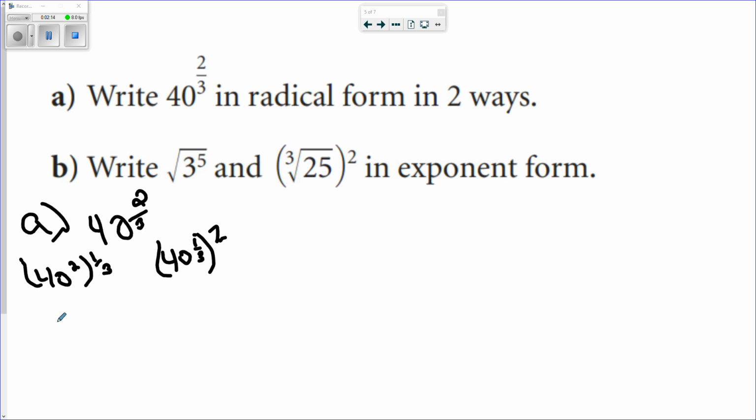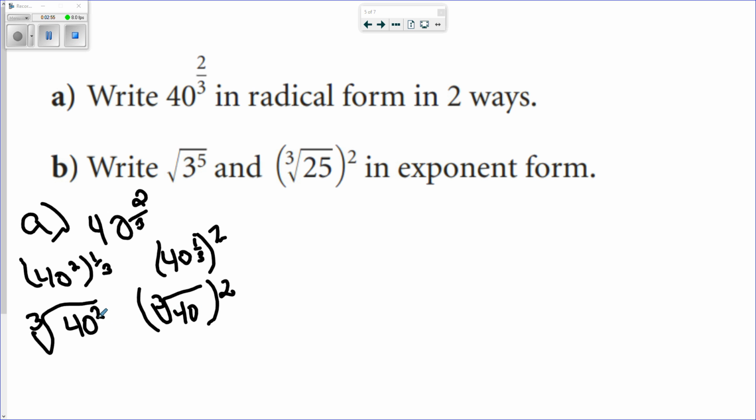So if we were to rewrite this, we would have the cube root of 40 squared. If we were to rewrite this, we would have the square root of 40, sorry, not the square root. Saw the 2 and thought square root. It'll be the third root, the cube root of 40, and then all of that squared.